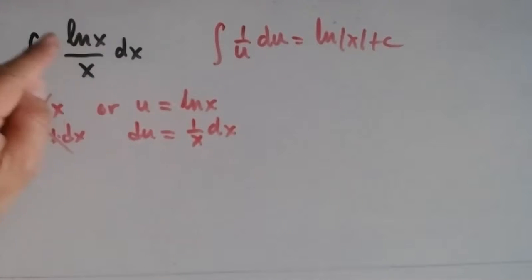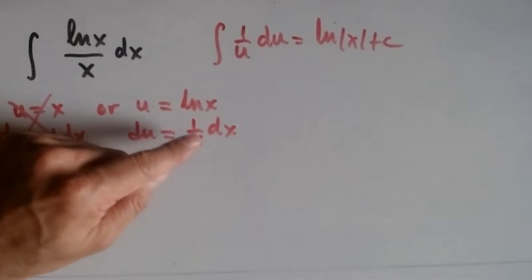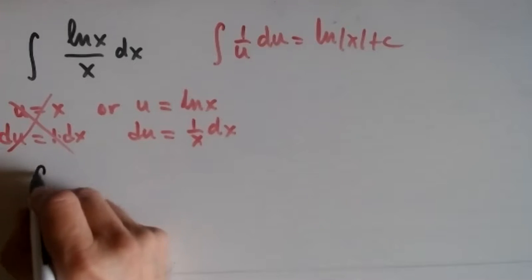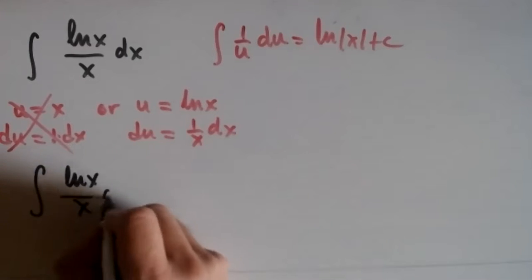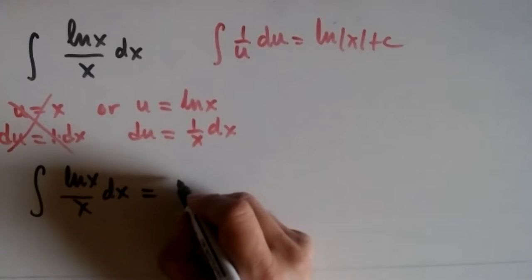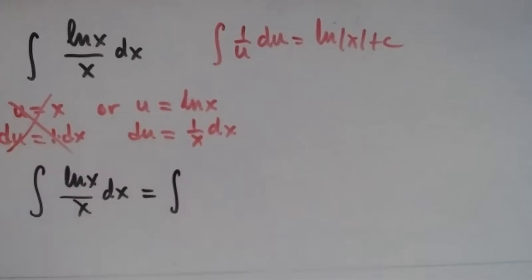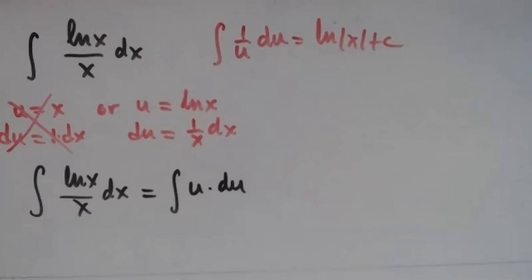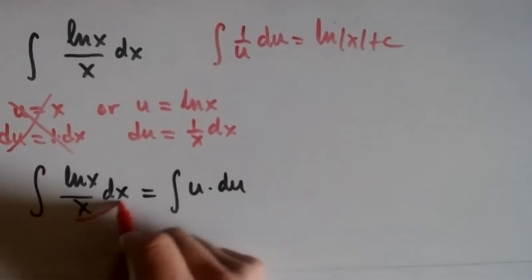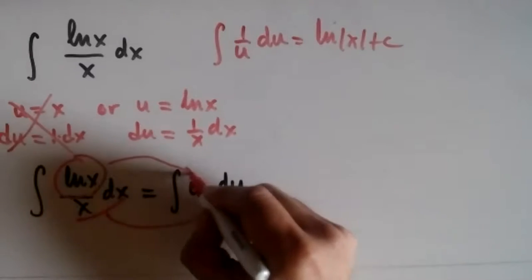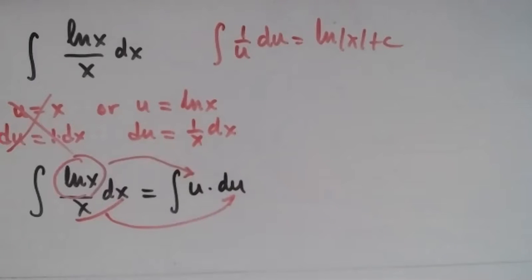Let me see the next one. u equals ln x, it's right here, and du is 1 over x dx. I have this together, so this is a good option. So my integral of ln x over x dx is going to be the integral of u times du. How did I do the grouping? I collect these two, this is the du, and this one is the u, correct? That's what I did.